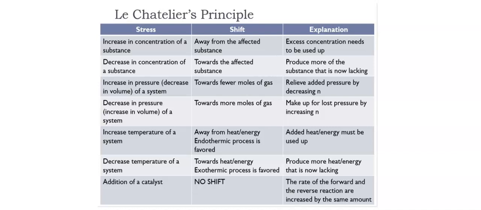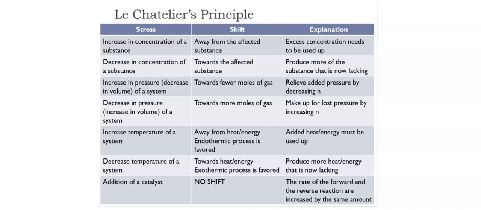And when you have an increase in temperature of a system, the shift is going to be away from the heat or energy, making the endothermic process favored, right? And that is because the added heat or energy must be used up. So when you have a decrease in temperature of a system, it's going to shift towards heat or energy, making it an exothermic process. And that is because it needs to produce more heat or energy that is now lacking.